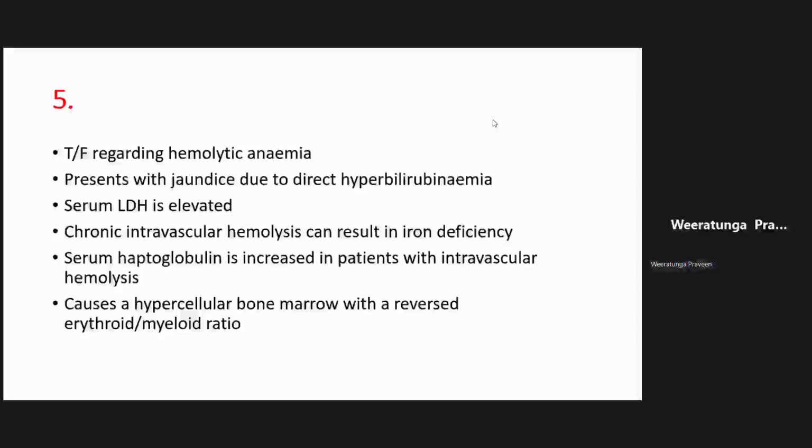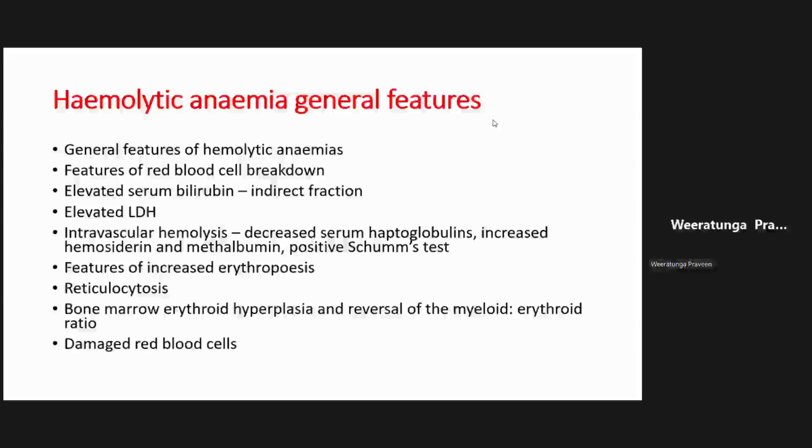Right. Now coming back to hemolytic anemia: jaundice with indirect hyperbilirubinemia. And there are certain other common features of hemolytic anemia, general features, which are useful for your long case discussions as well as your MCQs. So it is an indirect hyperbilirubinemia.